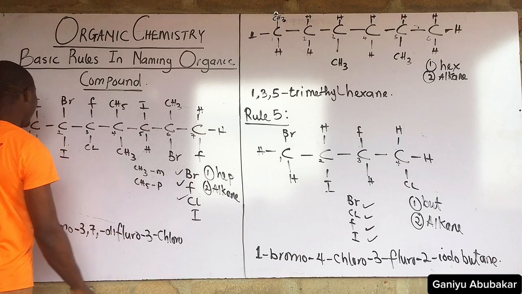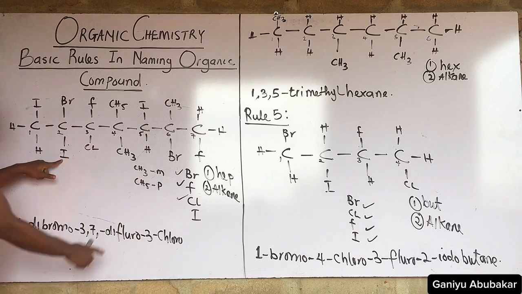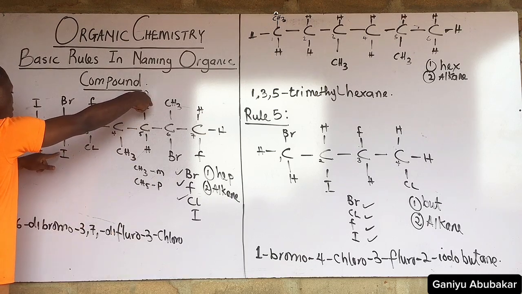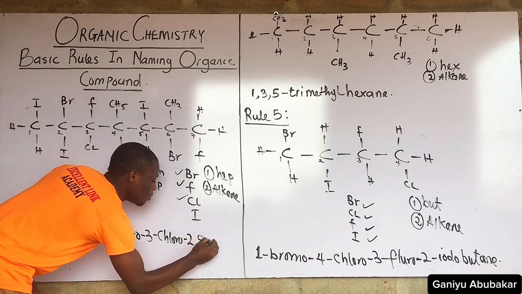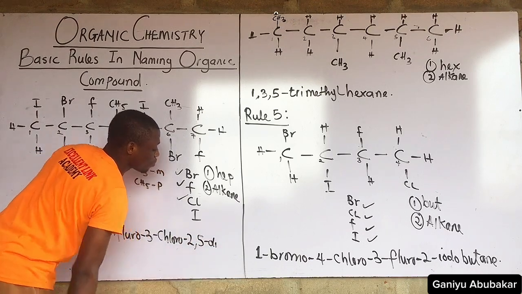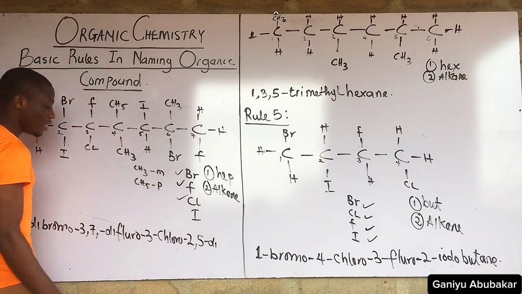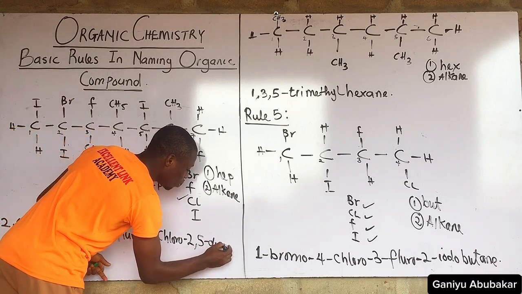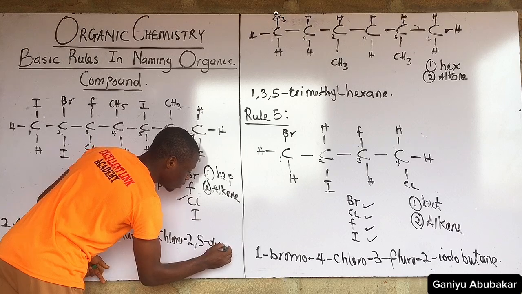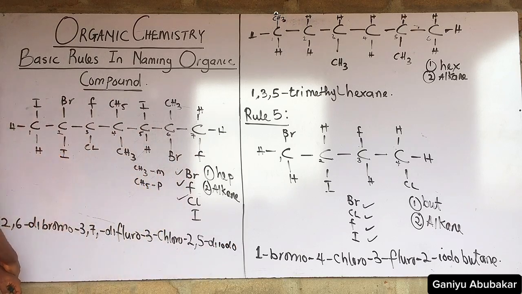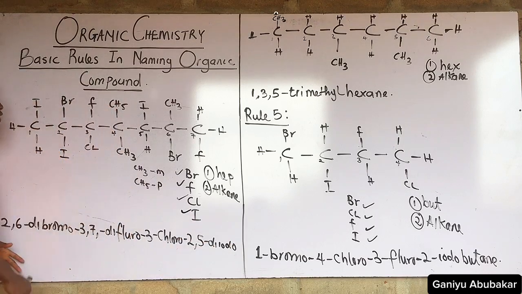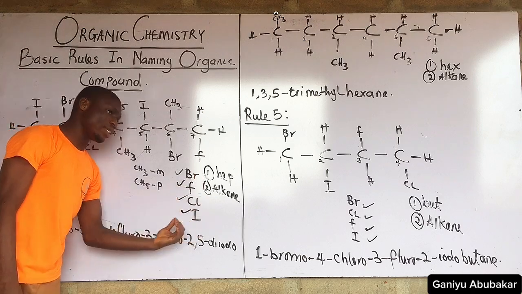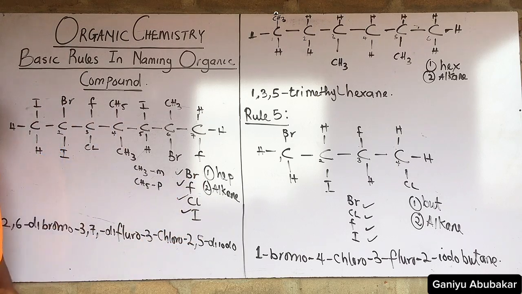Move to iodine. How many iodine here? This is 1 iodine, just 2 iodine. This one is 2. This one is 5. That becomes 2,5-diiodo, right? So I have 2 iodo, that becomes diiodo. I'm done with iodine. So observe that I'm done with what? My inorganic substituent. Now let's go to the organic substituent.